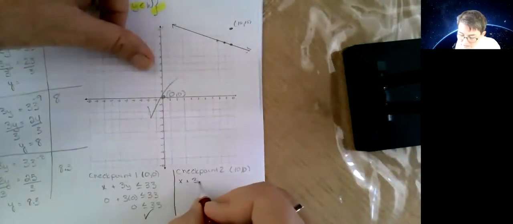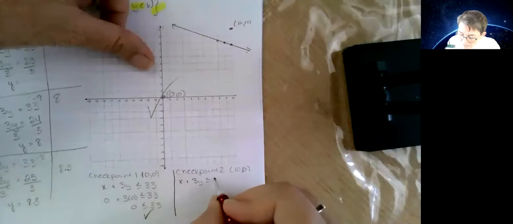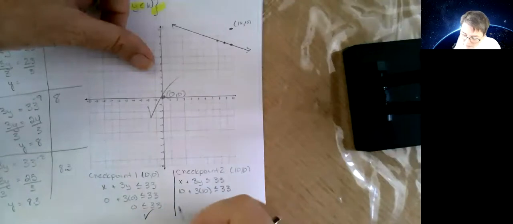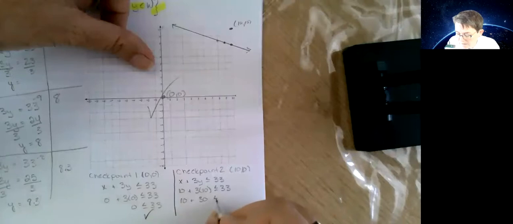So x plus 3y is less than or equal to 33. 10 plus 3 times 10 is less than or equal to 33. 10 plus 30 is 40. 40 is less than or equal to 33. Nope. So this up here is the no, this is the yes. So there we go.